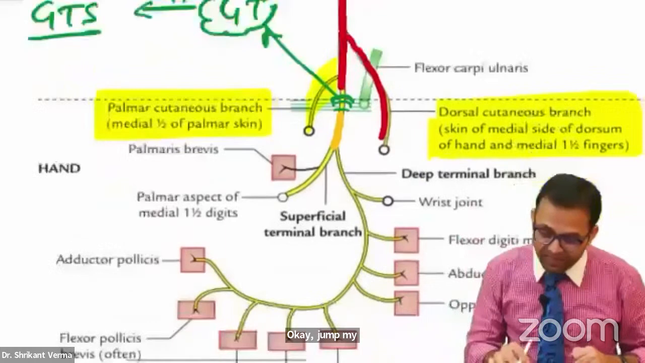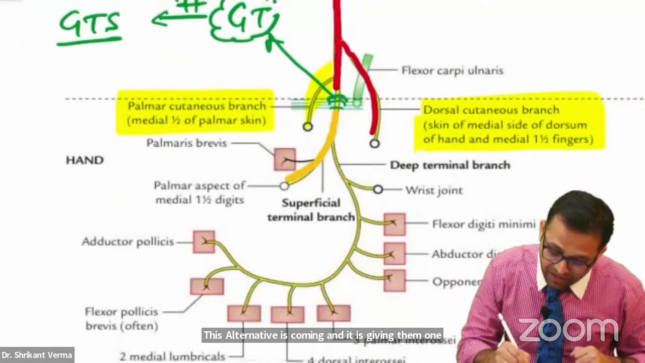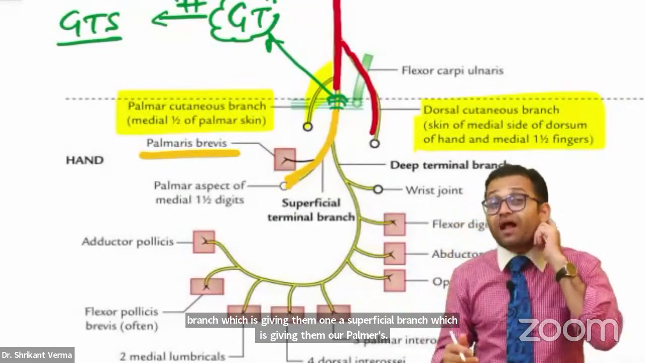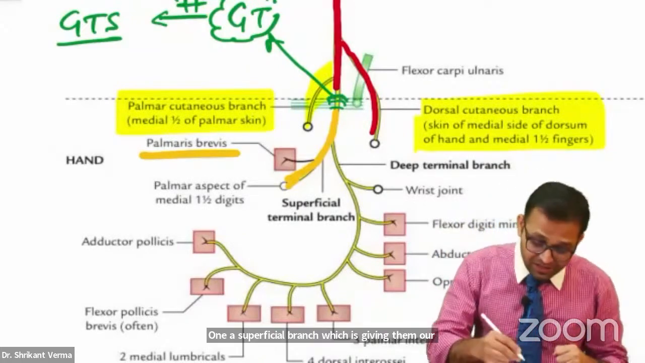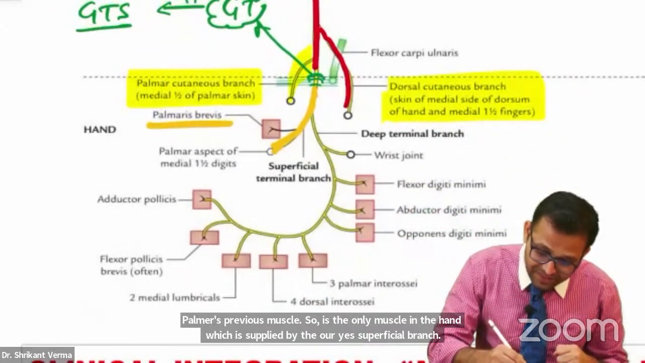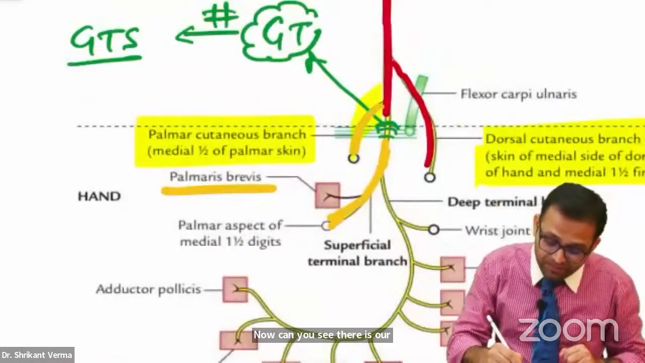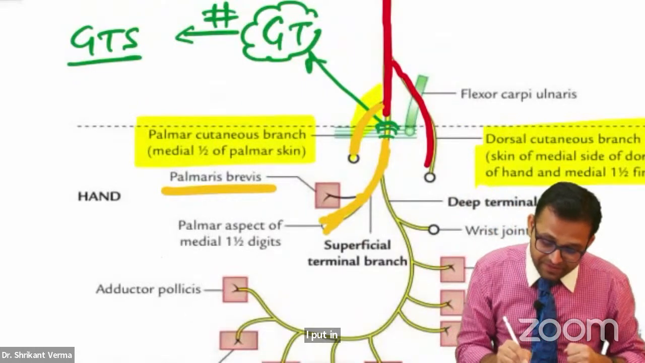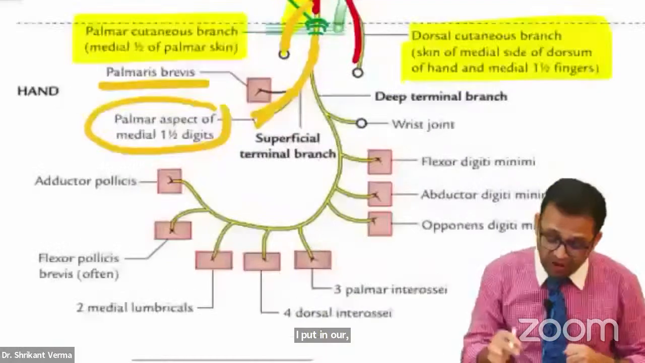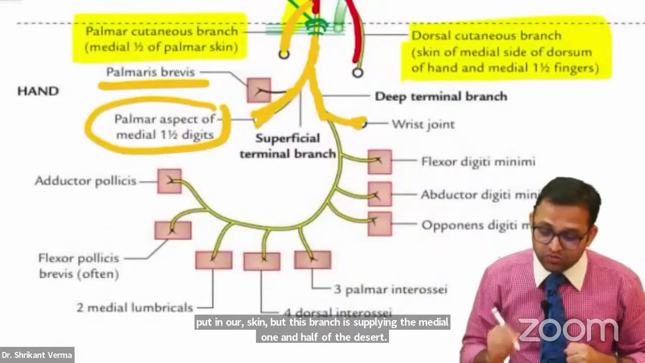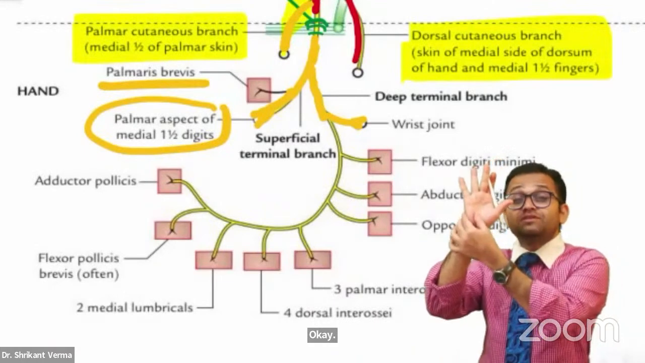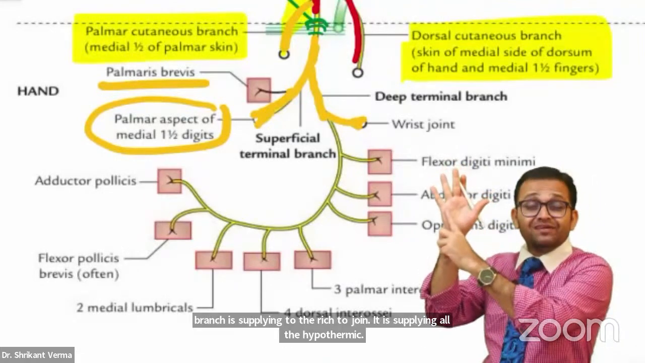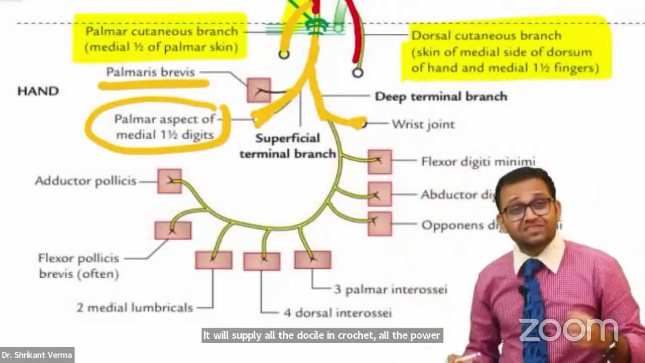This ulnar nerve is coming and it gives one superficial branch which supplies the palmaris brevis muscle. So palmaris brevis is the only muscle in the hand which is supplied by the superficial branch. Remember, this branch supplies the palmar skin, hypothenar palmar skin, and also the medial 1.5 of the digit. Now look here, the deep branch supplies the wrist joint. It supplies all the hypothenar muscles, all the dorsal interossei, all the palmar interossei. It will supply the third and fourth lumbricals, and it will end in the adductor pollicis, which is the graveyard of the ulnar nerve.